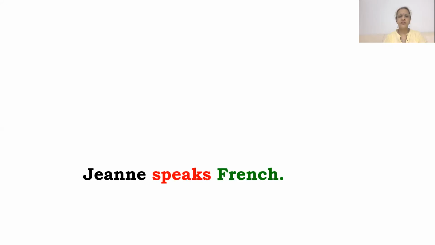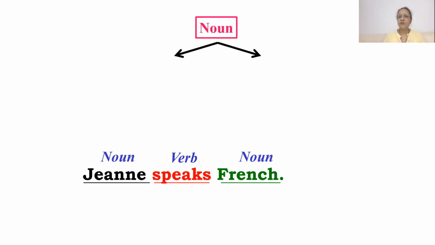Okay. So I start off with subject nouns and subject pronouns. I take a very simple sentence. Jean speaks French. In this sentence, the verb is speaks. Before the verb, we have a noun, and after the verb, we have a noun. But both these nouns are different. What are they? One is before the verb and one is after the verb.